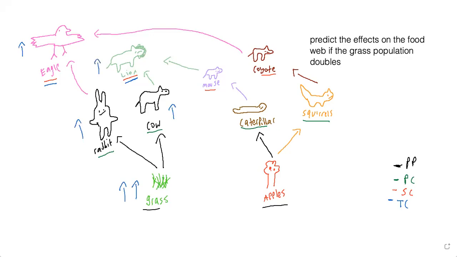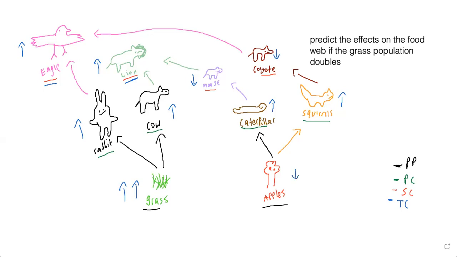As a result, you could argue that the mouse population is going down. Coyote population is going down because now the thing that eats it has increased in population. Squirrel population is going to go up. Caterpillar population is going to go up. And apple population, we can say, is going to go down.